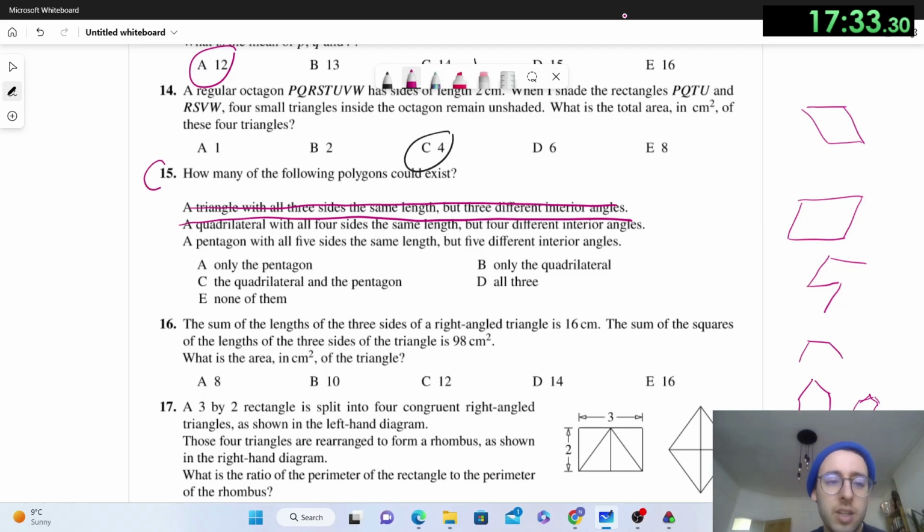Okay, I'm going to circle 15. My assumption is it's either this or this. Don't know which one. Going to come back to that.